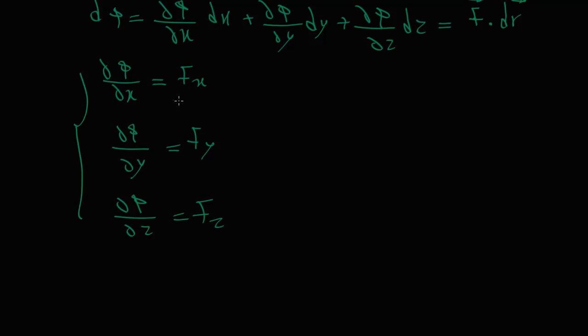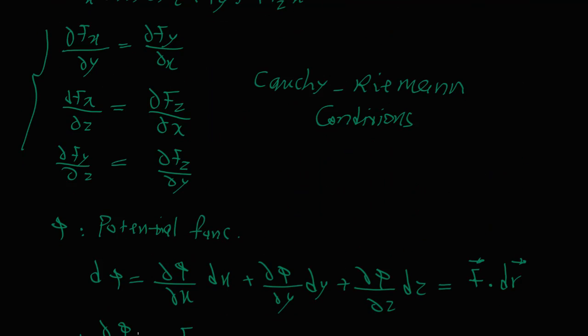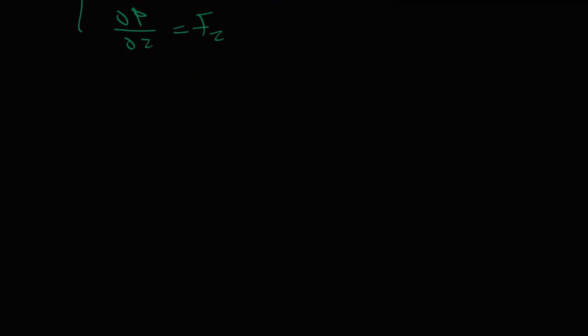We started with the first equation and integrated it, and we got a constant which was a function of y and z. Then we used the two other equations to get insight on that unknown function. At the end we had a constant number in the potential function. So if the Cauchy-Riemann conditions are true and we are able to find this phi function, the potential function, then the force is conservative.